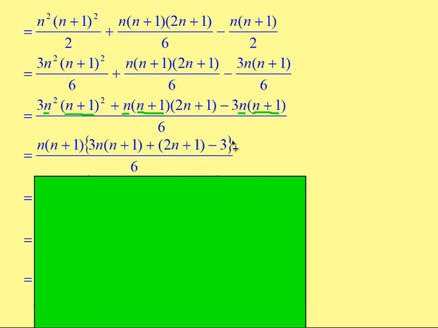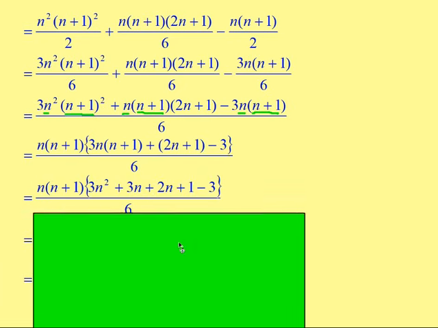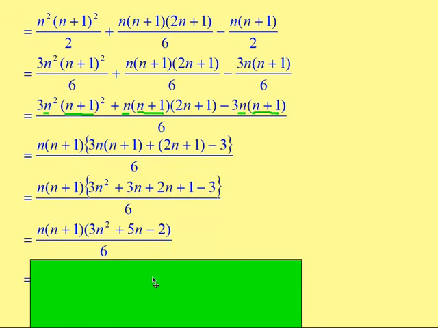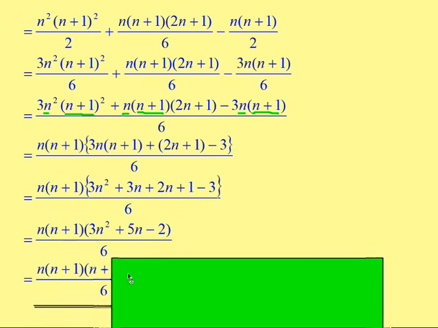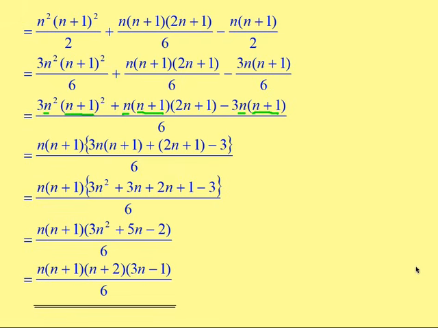You can now multiply the brackets inside the curly brackets. Woo! Curly brackets. So you've got n times (n plus 1) times the 3n squared plus 3n plus 2n plus 1 take away 3, which will then simplify to 3n squared plus 5n take away 2. And from there, if you factorise what is in the brackets, we've still got this n times (n plus 1), but the brackets become (n plus 2)(3n take away 1), and it's still over 6. But again, think back to the question. We had to give our answer as a single algebraic fraction in its simplest form, and we have done that.